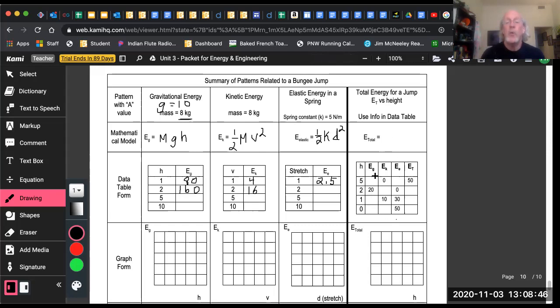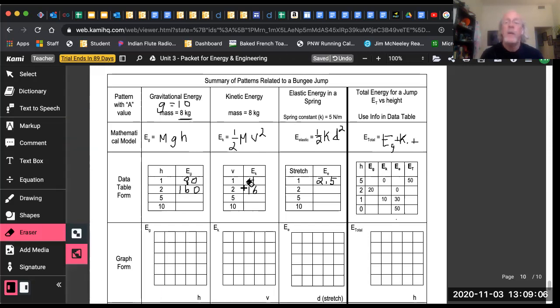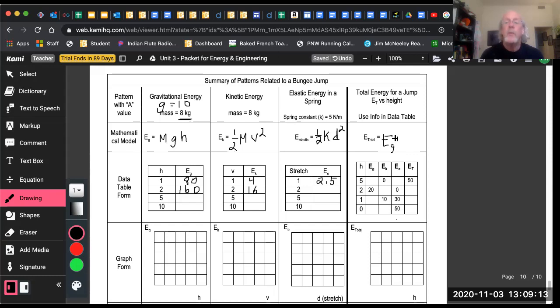So in order to get the total, we're going to add these three up. We're going to take the gravitational potential energy plus the kinetic energy plus the elastic energy.